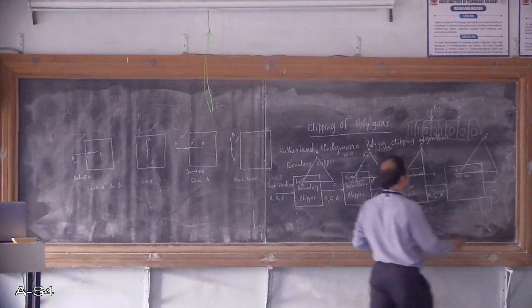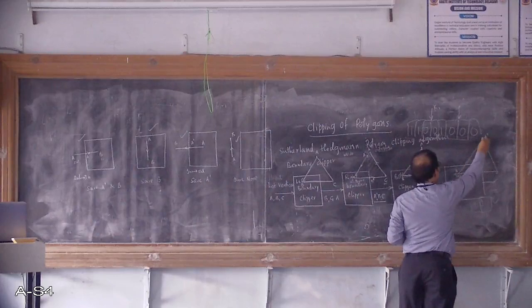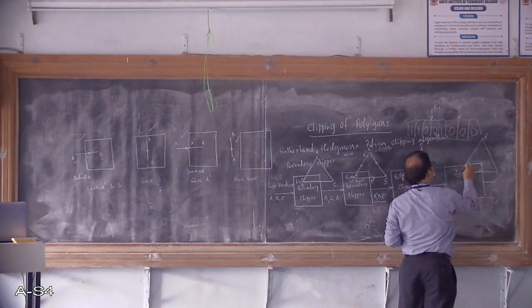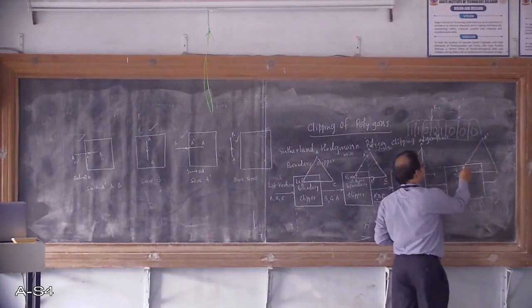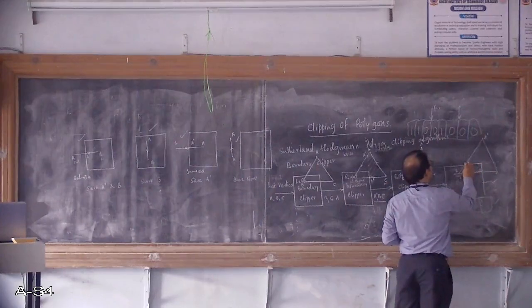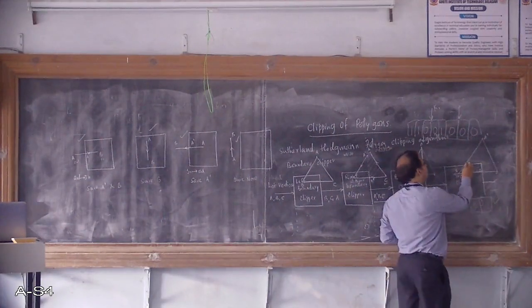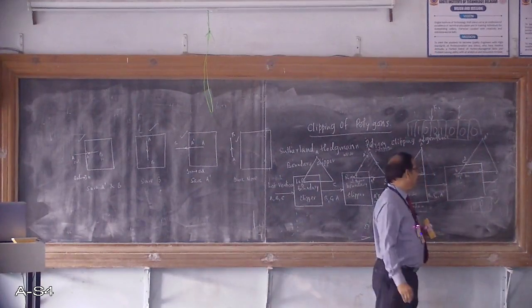So let us start with the first edge A dash B. As far as A dash B is concerned, the edge intersects the top boundary here. So we will determine this point of intersection and let us name it, say, C dash.